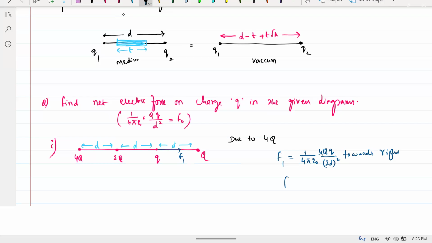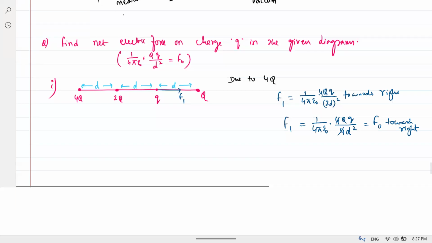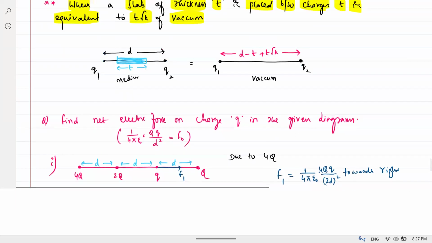So F1 is equal to 1 by 4 pi epsilon naught into 4 times capital Q small q divided by 4 times d square. 4 and 4 will get cancelled, so this can be written as F naught, towards right. And tell me, 2q will be equal to how much right now?